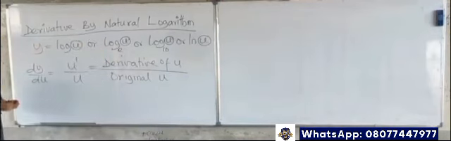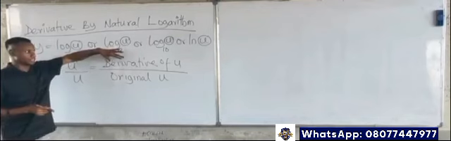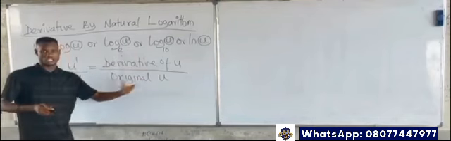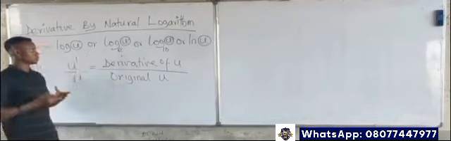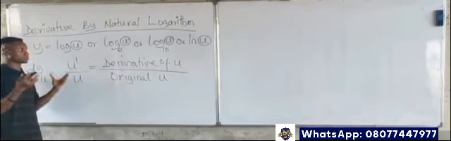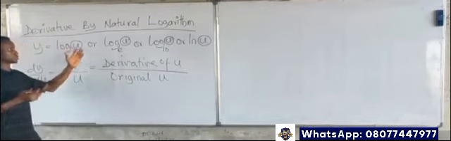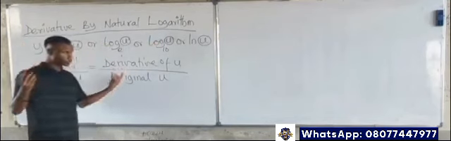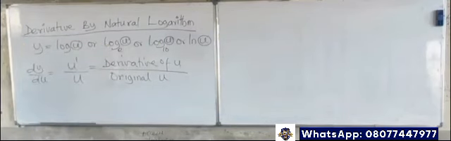So let's try to solve some examples here to understand properly. I say derivative of u over original u. Please take note. We have to pick up the u, anything that is standing on this position here. Please take note of this. So let's solve some questions, some examples, please.